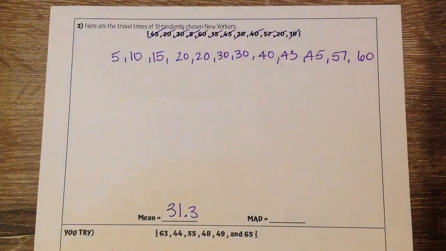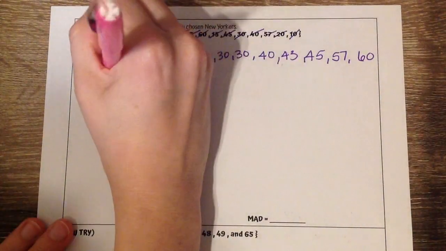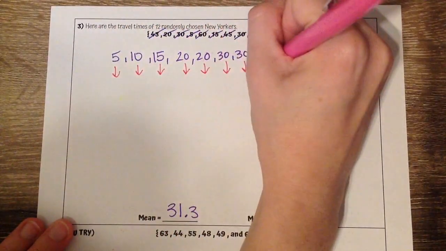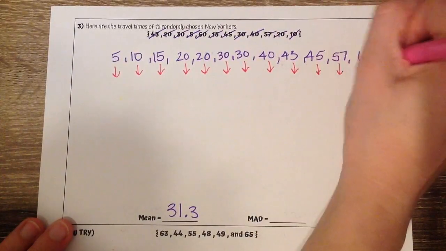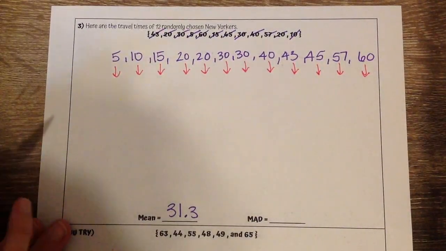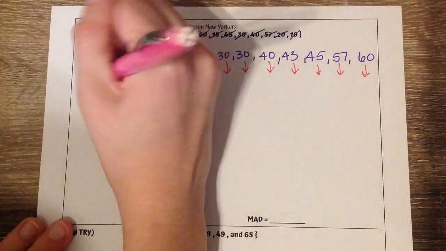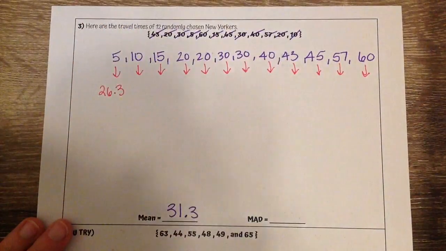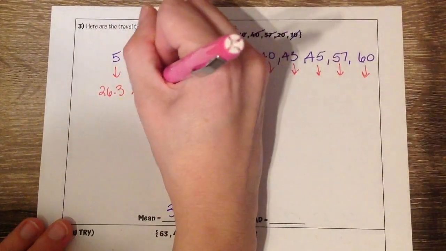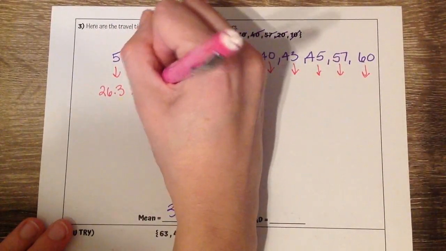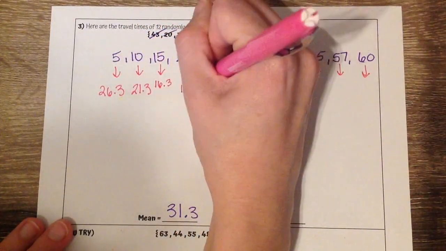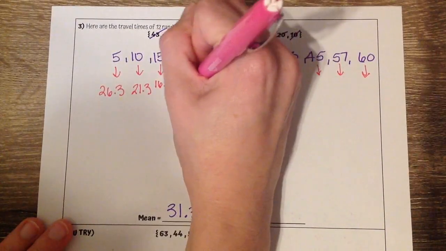Let's go ahead and find those distances from the mean. I'm going to draw my arrows. Okay. And then I'm going to subtract. 31.3 minus 5 is 26.3, which means this is going to be 21.3. This is going to be 16.3. This is going to be 11.3. 11, oopsies, not 5, 11.3.